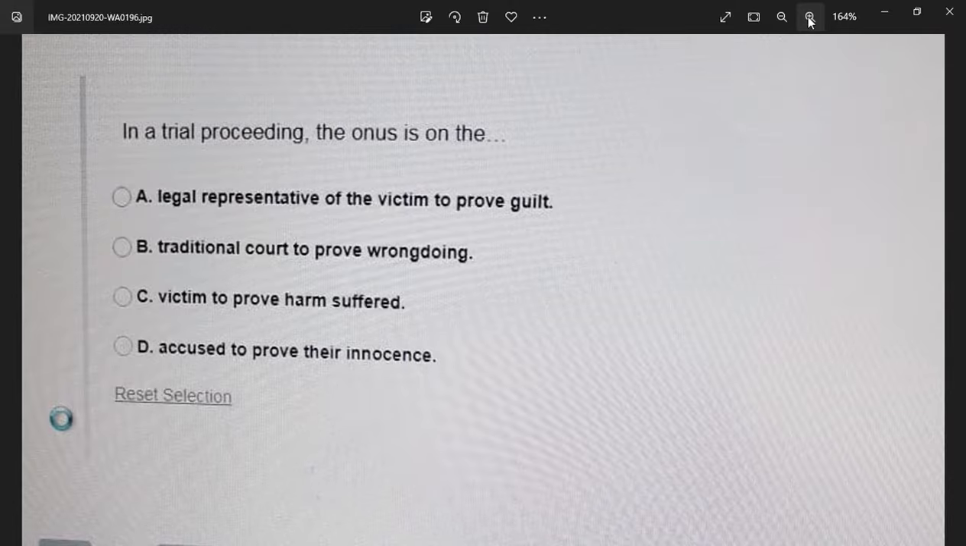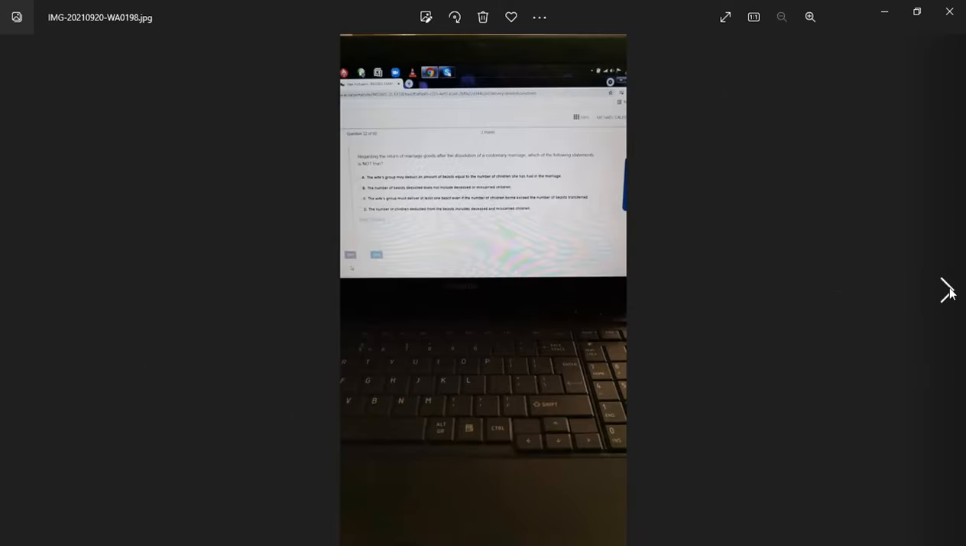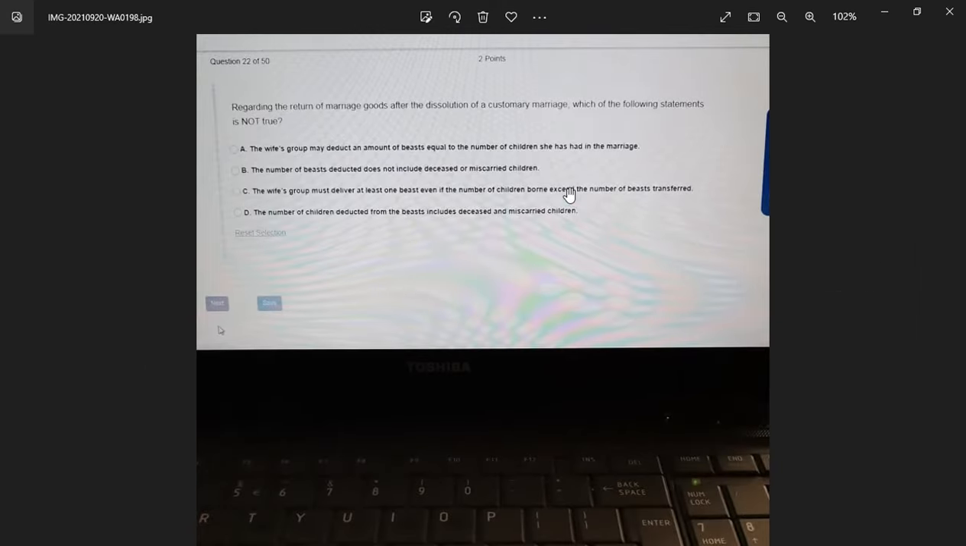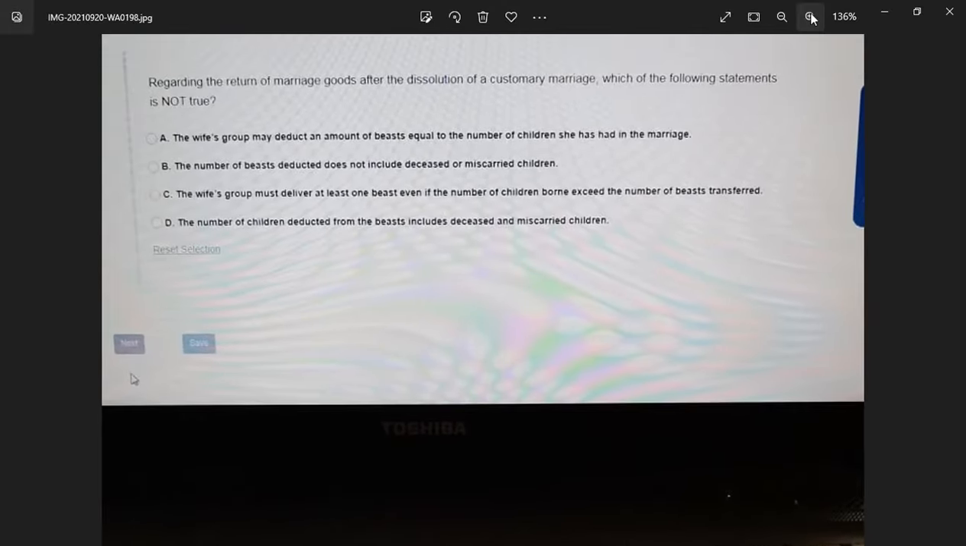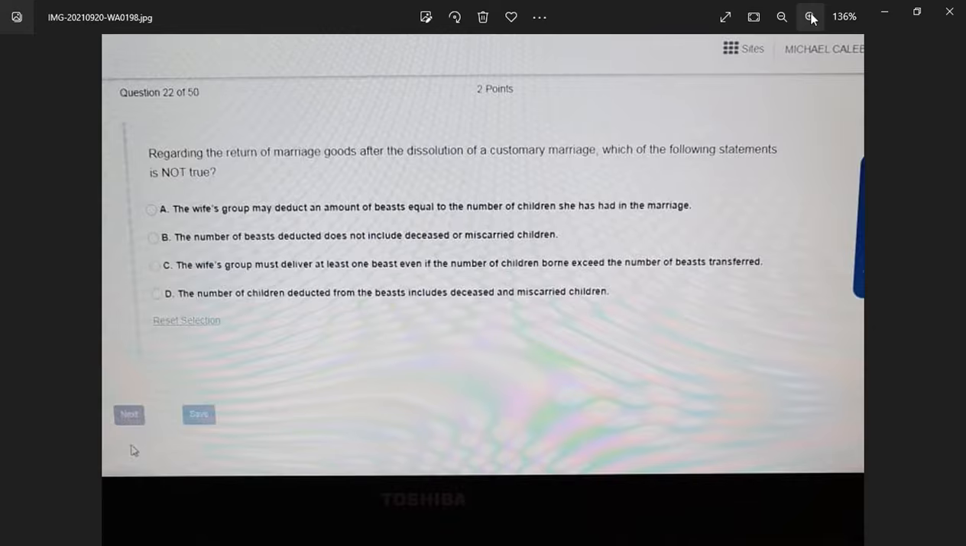In a trial proceeding, the onus is on the... D, which is found on page 117. It says the accused to prove their innocence. It's written just like the way I am reading it right now. I am trying to rush because of the data, you know? I'm telling you.